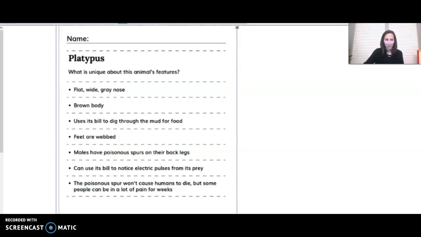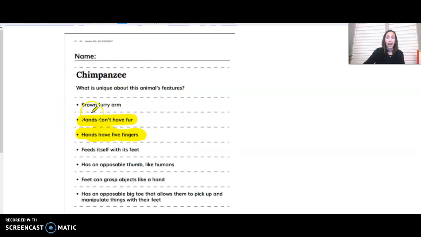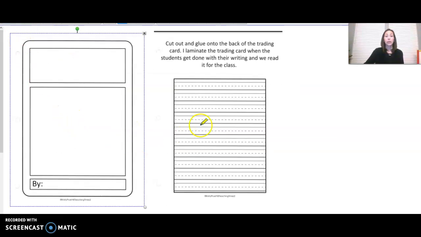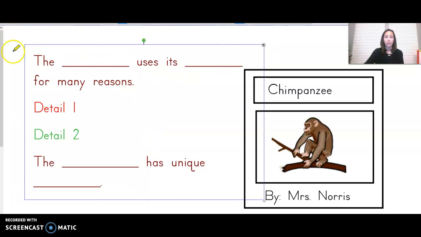I know it's a lot of steps here. Okay, so I have my 2 details. Now I can start to work on putting my paragraph together. Here are the pages that you would need. This is where I would put my paragraph, and this can help us come up with our topic sentence, our details, and our conclusion.